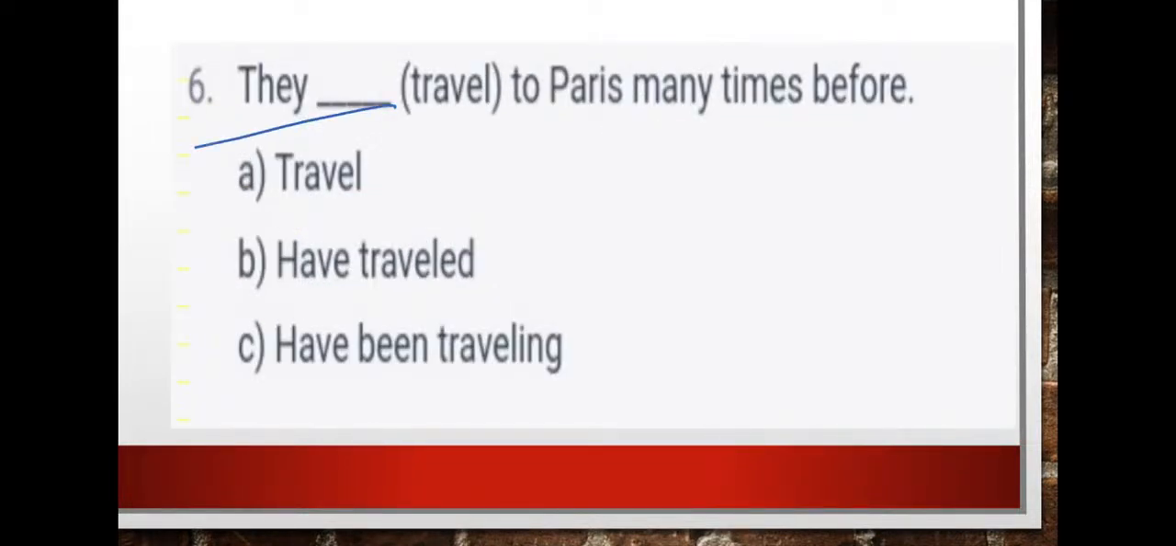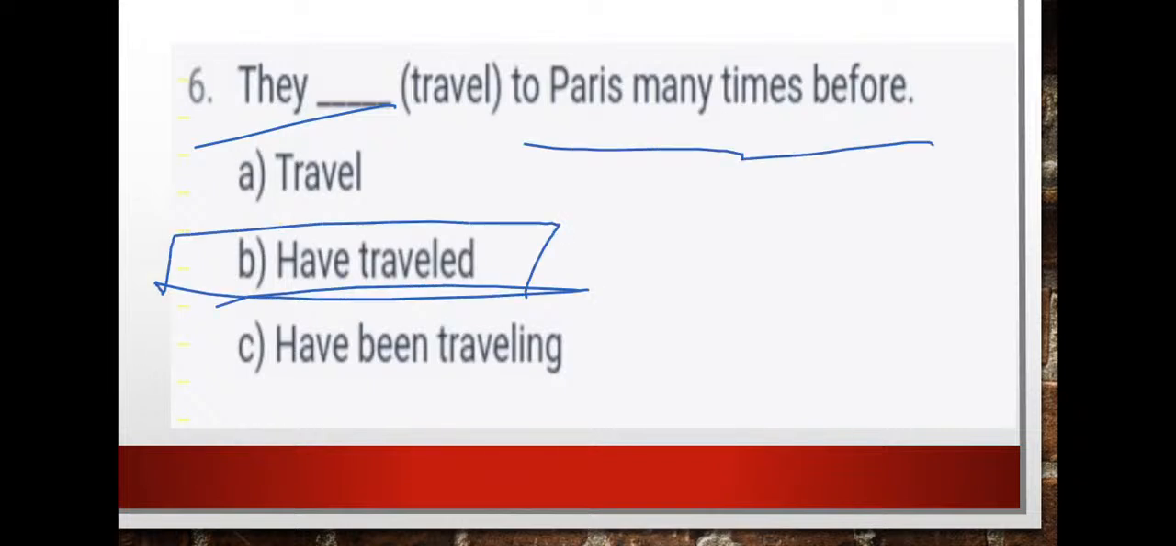They have traveled to Paris many times before. Like the action has been done in the past for repeated periods of time. They have traveled to Paris many times before.